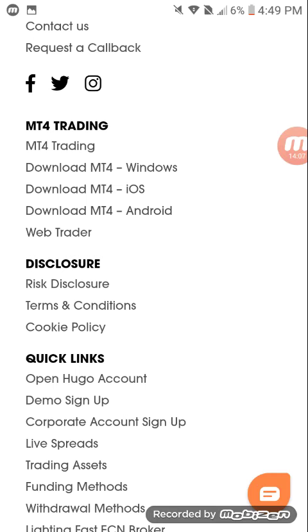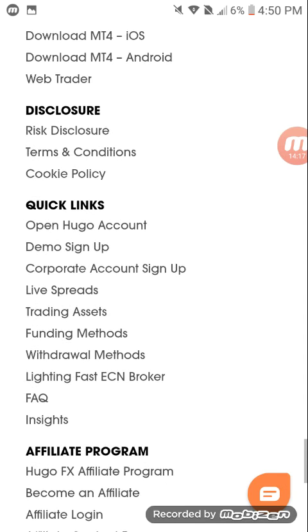So Metatrader4 Trading is the platform. You can download it on Windows, Apple, and Android. It's also on the web as a web trader. And then there are the risk disclosures.